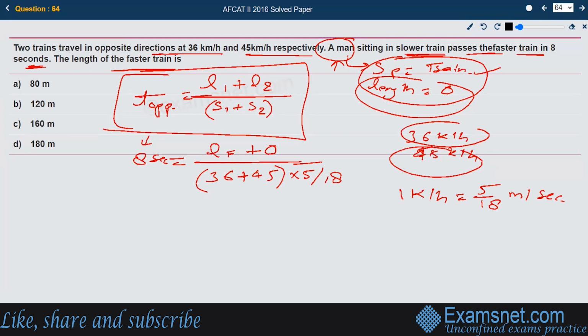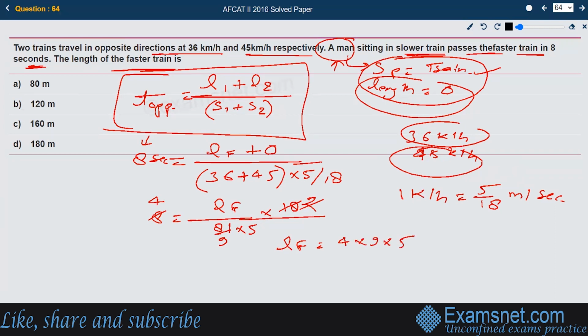Now, if we simplify this further, it is going to be 8 is equal to LF over 36 plus 45. It is going to be 81 into 5 by 18 is the denominator part. So let me have 5 here and let us take the 18 further up. Okay, this has become simple. Now we can cut these values. 9 twos are 18, 9 nines are 81. We can also cut on the other side. 2 fours are 8. So if we solve, LF is going to be 4 into 9 into 5.